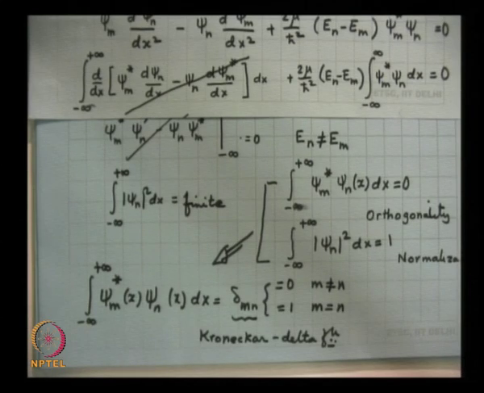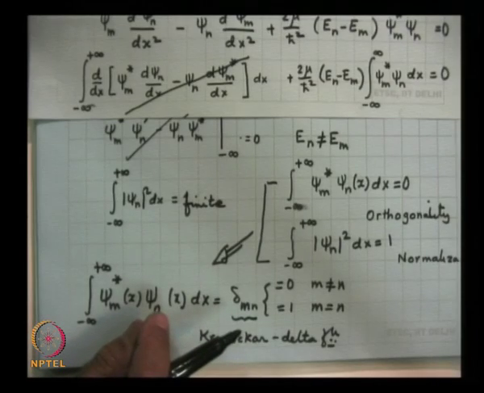So, we have derived an extremely important result, that the wave functions belonging to different eigenvalues are necessarily orthogonal, and this is the orthogonality condition.